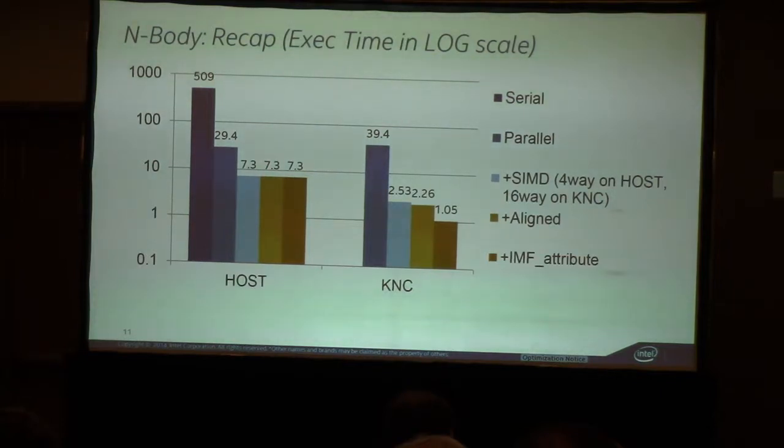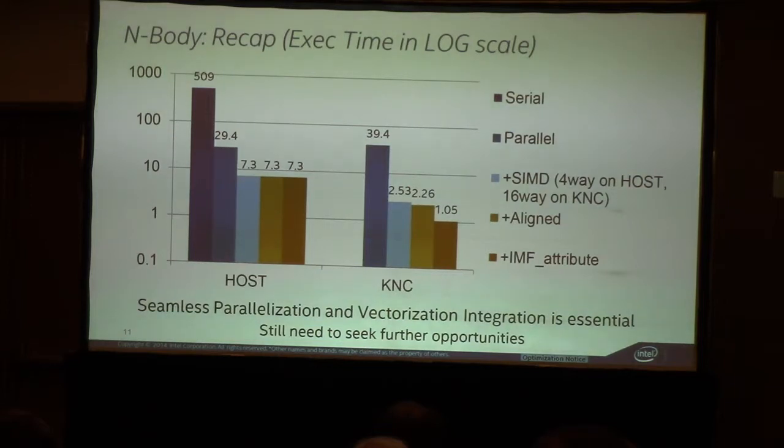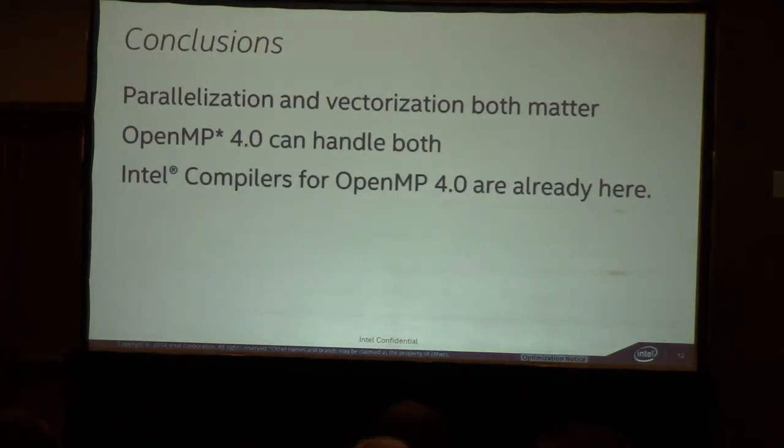Recapping, because that was all very fast, and this is the more interesting summary of it. All of this was just done in OpenMP. Apart from those -fimf flags, which are a bit dubious, I admit, the rest of it is all standard OpenMP stuff. You get these huge performance improvements by using OpenMP. And you need the combination of the vectorization and the parallelization, which OpenMP provides. So they both matter. OpenMP 4 can do them, and Intel compilers are here already.